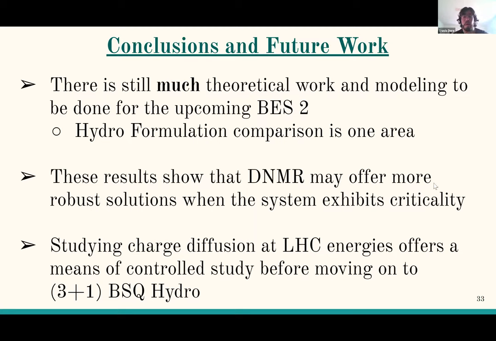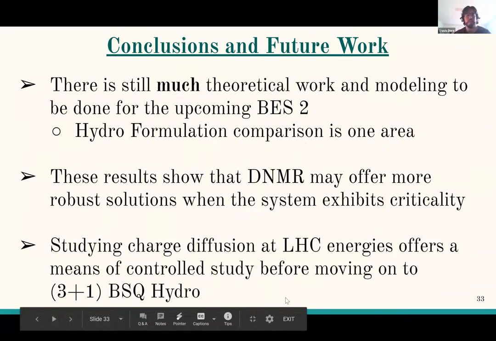These results show that DNMR may offer more robust solutions when the system exhibits criticality. There's a sense in which you would expect that just from the way that the equations are derived. If you're interested in that, I could tell you something about that too, but I don't think there's any reason to go into that right now. But there's a reason you would have suspected DNMR to have done better anyway, and it showed that it did.